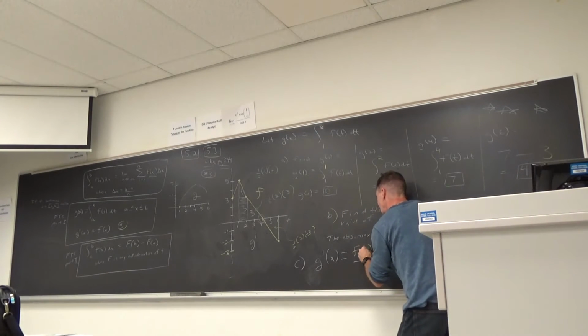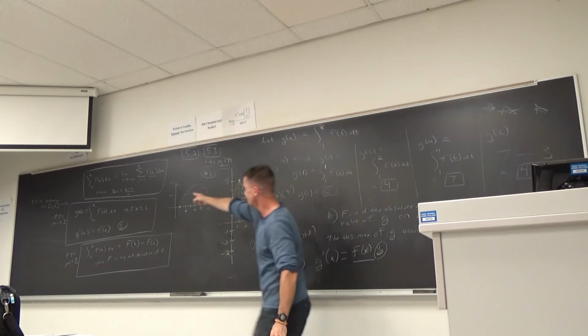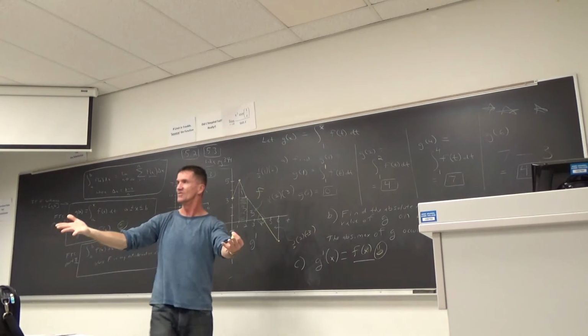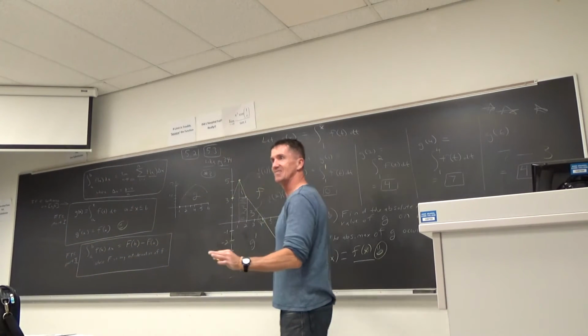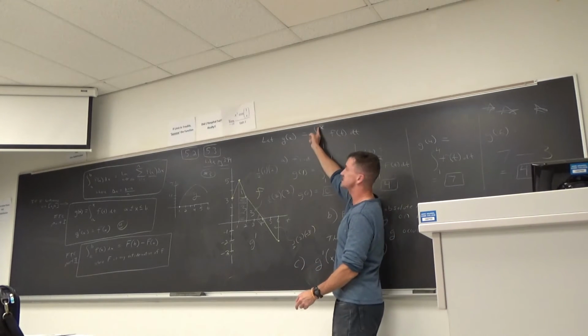Now I'll put a smiley face. There we go. It's g prime of x is what? F of x. There it is. G prime of x is f of x. Isn't that cool? But it's not a t, right? Because this is in terms of what? X. The variable x, and that's getting substituted every time.